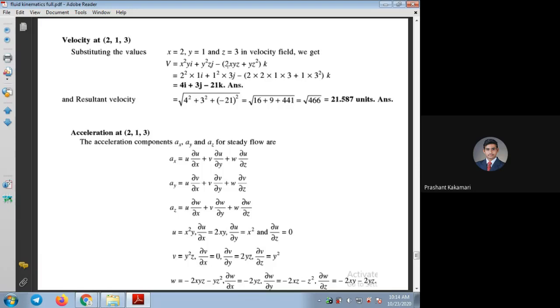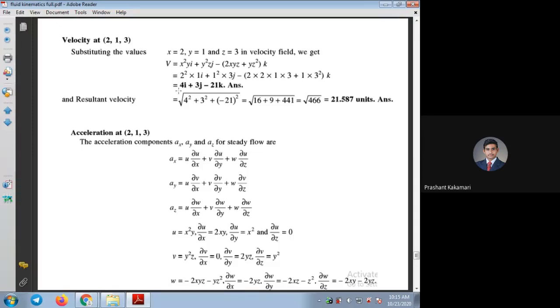Minus last term, if you see, it is 2xyz plus yz square. So I can write it as 2 into 2 into 1 into z value is 3. Plus y is 1 into z square, that is 3 square. So what I'll get here, 2 into 2, 4, 4 into 3, 12 plus z square is 9, 9 into 1. So 9 plus 12. So finally you can get it as 4i plus 3j minus 21k in the vector form.